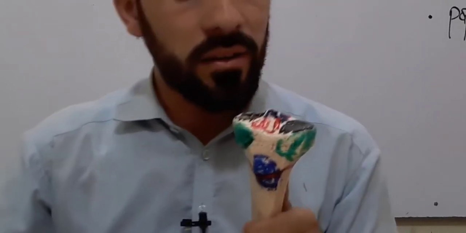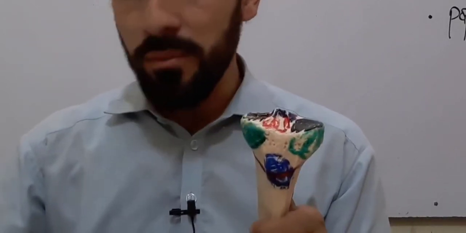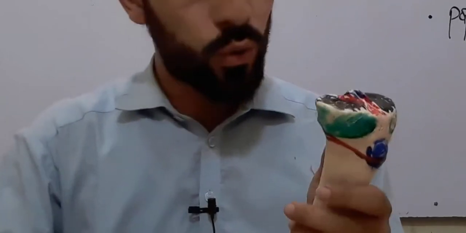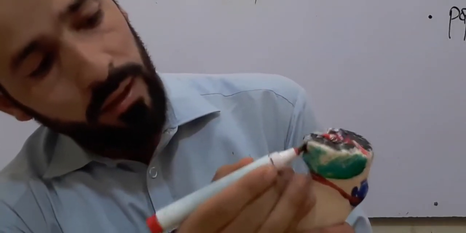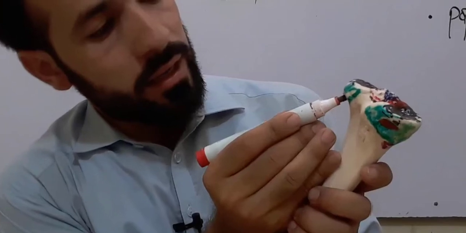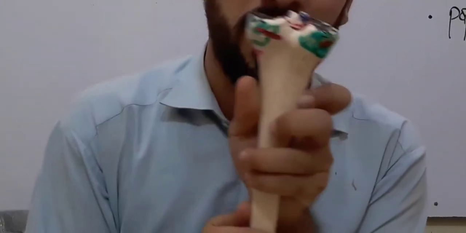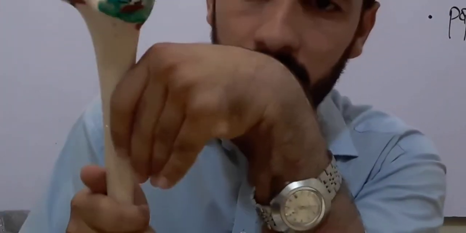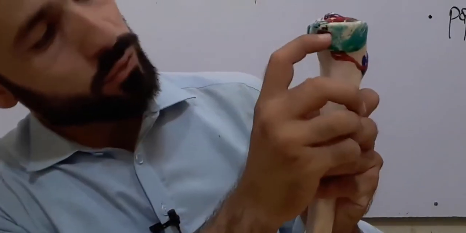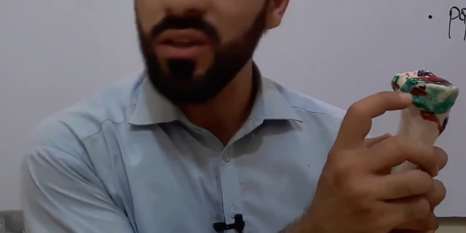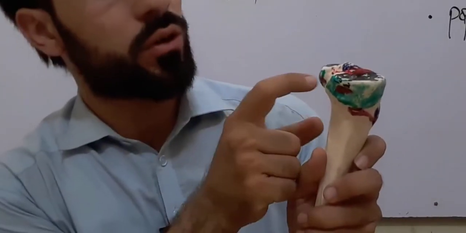Next important thing about it is that there is a groove, right? Here is the medial condylar groove, and here is another groove which is called the lateral condylar groove. So here is a depressed part, which I have shown with red color, right? This is the medial condyle. So here is a groove which is called the medial condylar groove, and here is another groove which is called the lateral condylar groove, right?